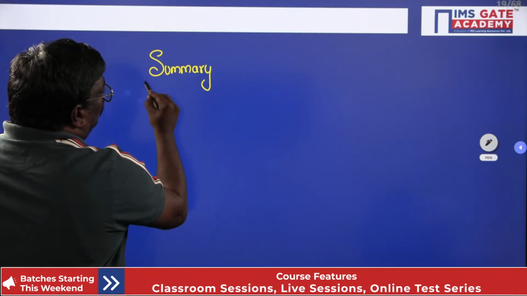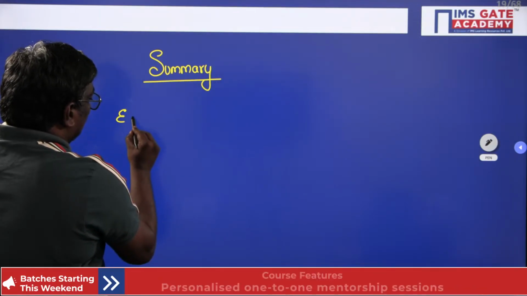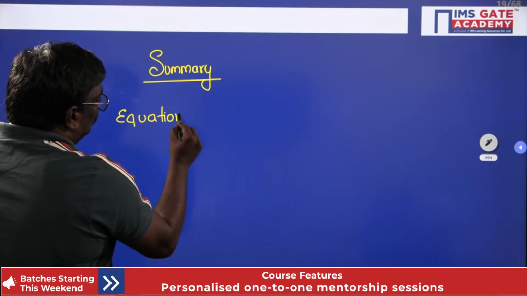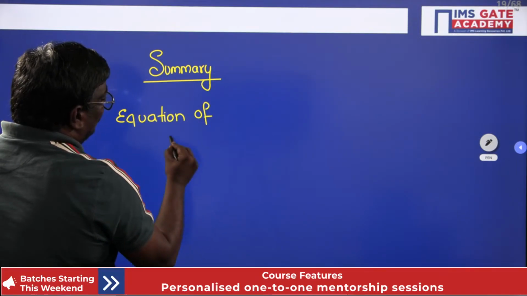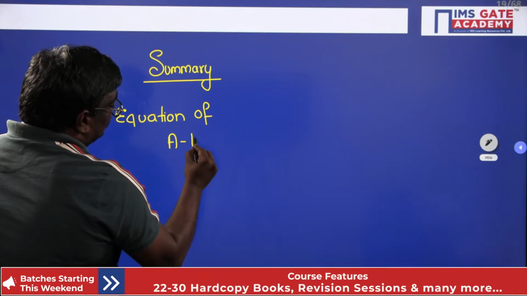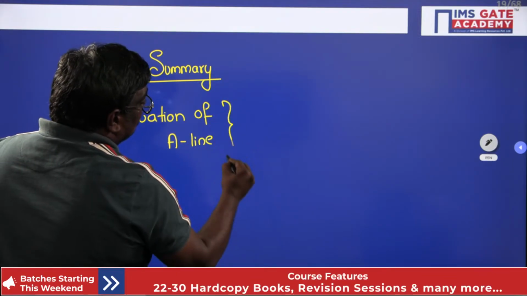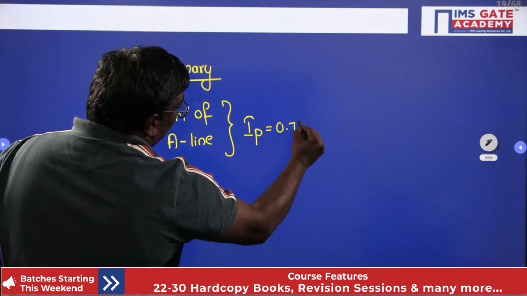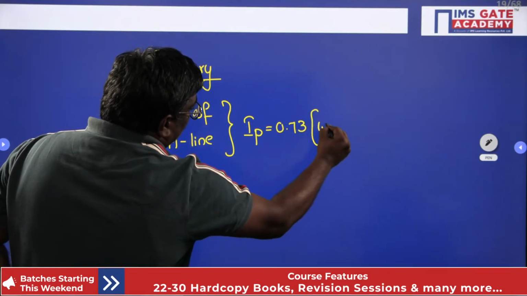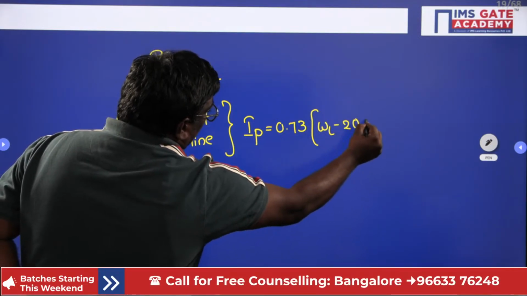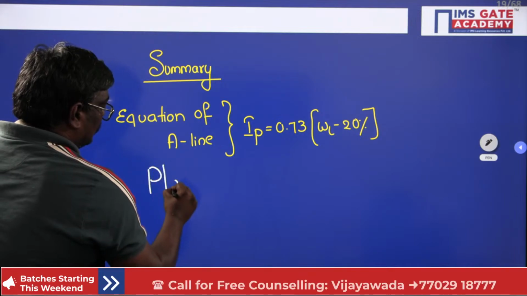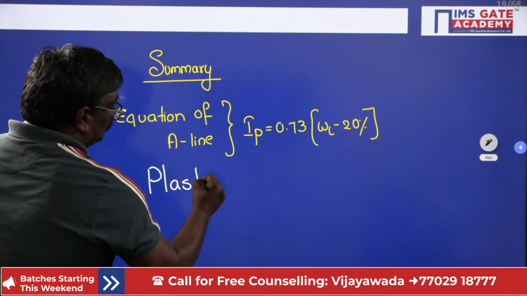So, if I go through the important points in today's topic, the summary, you have to talk first about the equation of A line. It is very, very important, students. When I talk about the equation of A line, you represent it as IP equals 0.73 into (liquid limit minus 20%). And you should also go through the plasticity chart. There can be a 1-mark question on this formula.